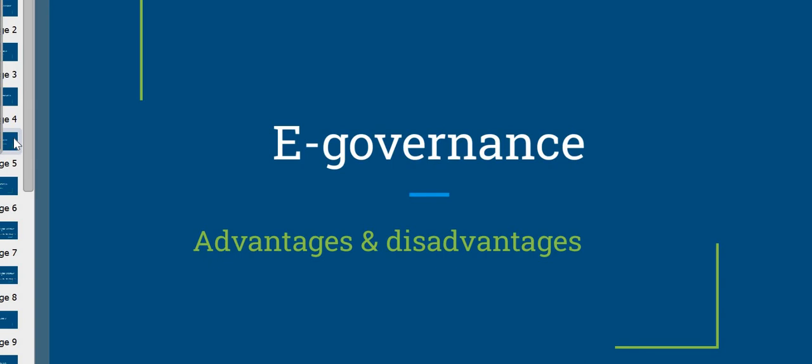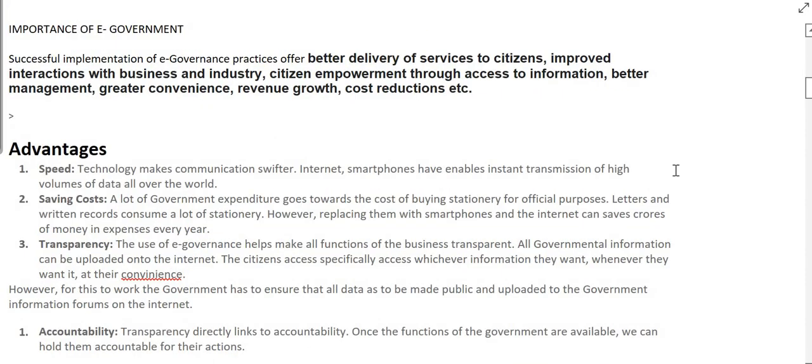What are all the advantages and disadvantages of e-governance? The main advantages of e-governance are: it will provide speed in its process, that is, it will improve delivery and efficiency of government services, improve government interaction with business and industry, citizen empowerment through access to information, more efficient government management, and less corruption will take place. Increased transparency in administration will take place. It will be more convenient for the citizens. The cost reduction will take place and the revenue for the government will be increased.